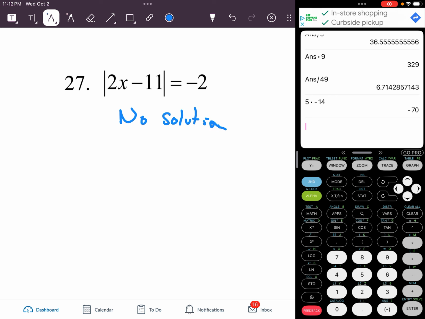Because an absolute value cannot equal a negative number. Okay? And notice, the absolute value is by itself. There's nothing else around it. It's just the absolute value bracket itself can't equal a negative number.